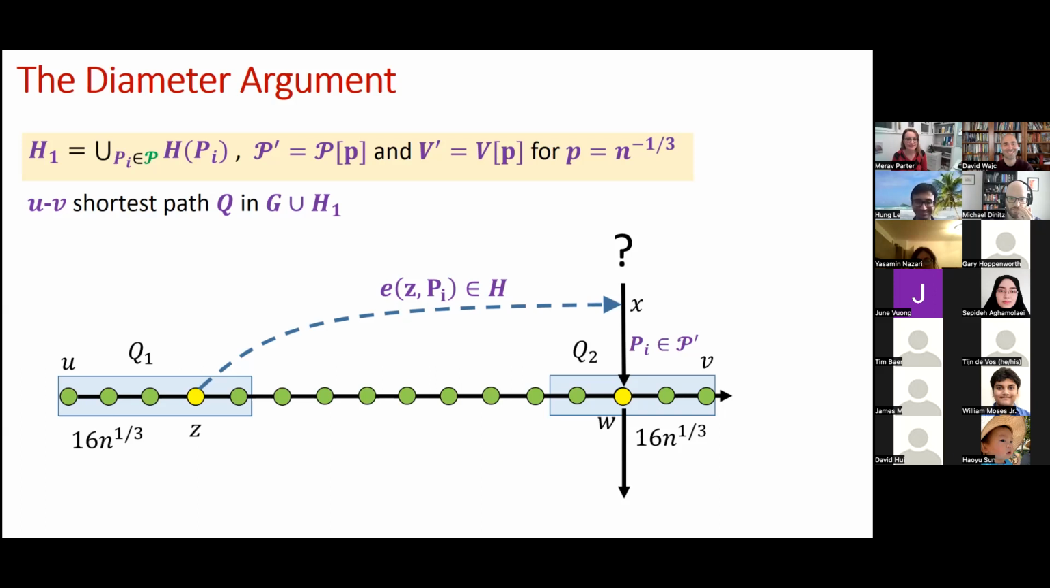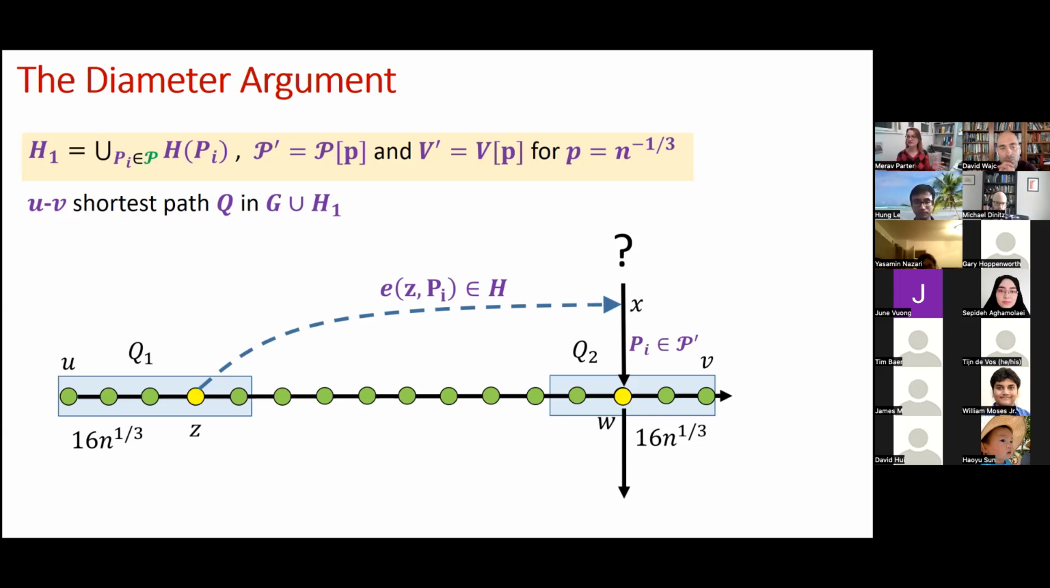Okay. So now let me give you the high level idea of what we want to do in order to provide the diameter argument, and then we'll see how to achieve it. Recall that we have these two sets of shortcut edges. The first set, H1, contains all the shortcut edges of each individual path in the collection. For the diameter argument, we are going to look at some UV shortest path, we call it Q, in the graph G union H1. So it's not G union all the shortcut edges, it's just the first set that I added.